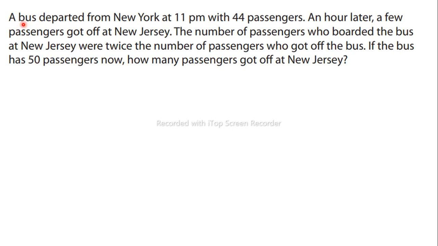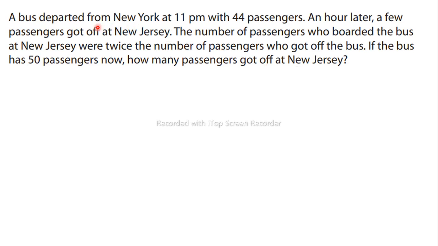Okay. A bus departed from New York at 11 p.m. with 44 passengers. An hour later, a few passengers got off at New Jersey. So write this question down for me, please, and then we can work it out together. The number of passengers who boarded the bus at New Jersey were twice the number of passengers who got off the bus. If the bus has 50 passengers now, how many passengers got off at New Jersey? Okay, so how will we answer this question?